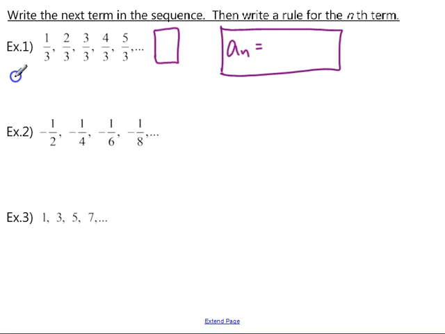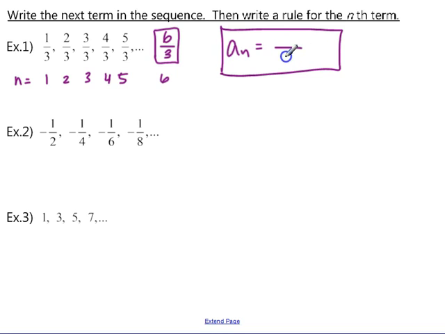Now, to help us figure it out, let's start by numbering our terms. This is our first term, our second term, our third term, our fourth term, and our fifth term. So the next term in the sequence is going to be our sixth term. Now, all of our numbers are fractions, so our next one is also going to be a fraction. In the denominator, we have a 3, so this is also going to be a 3. So we just have to figure out the pattern with the numerator. 1, 2, 3, 4, 5. So next comes 6.